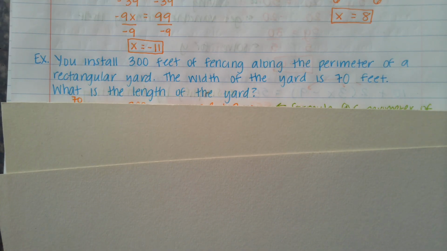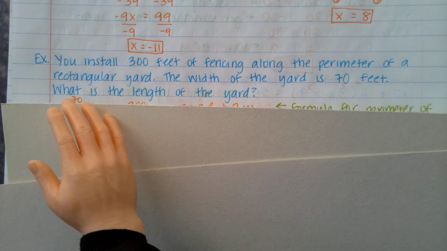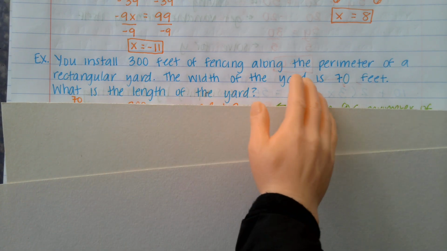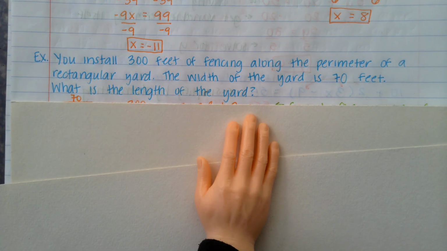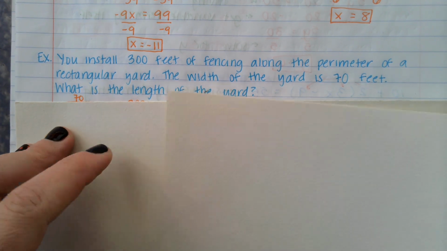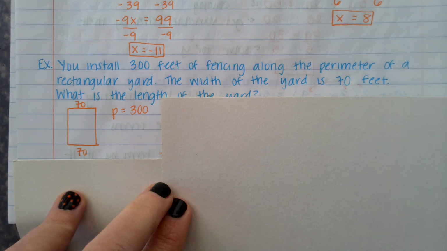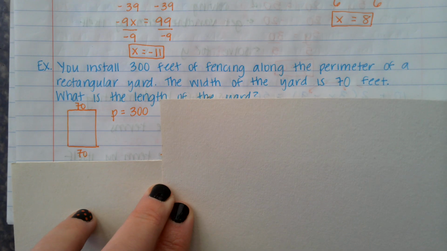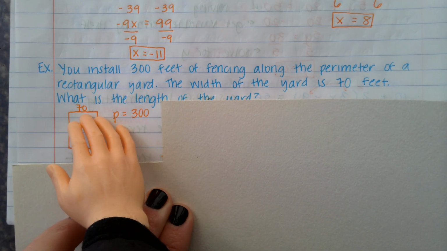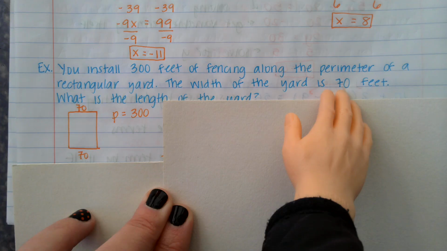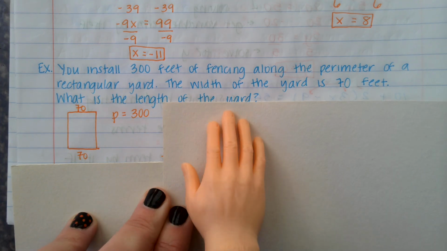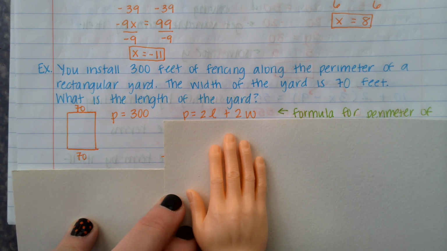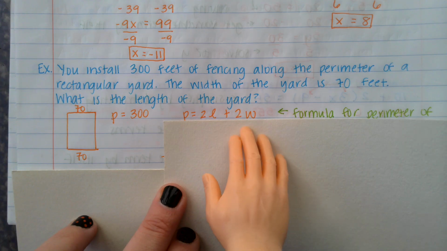You install 300 feet of fencing along the perimeter of a rectangular yard. The width of the yard is 70 feet. What is the length of the yard? So, first thing we need to do is draw a picture and label all the parts that we know. So the width of the yard is 70. We know the perimeter is 300. So perimeter of a rectangle is 2 lengths plus 2 widths.